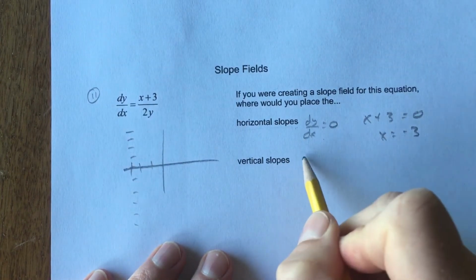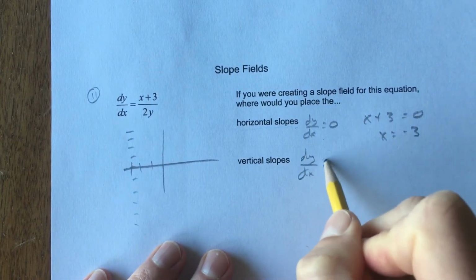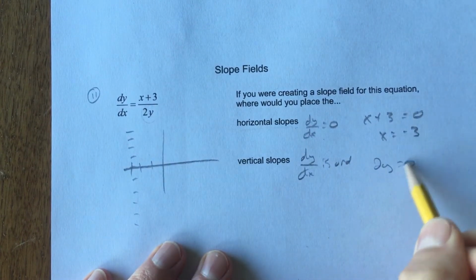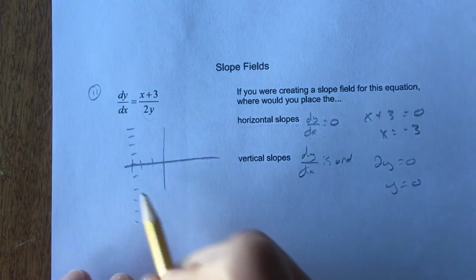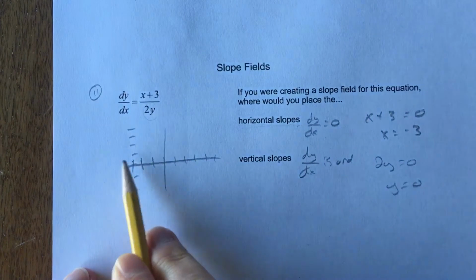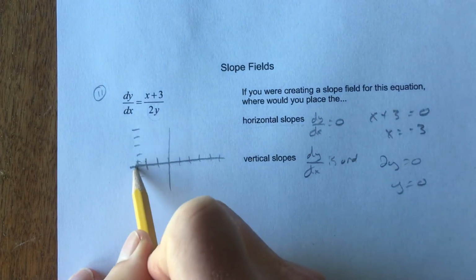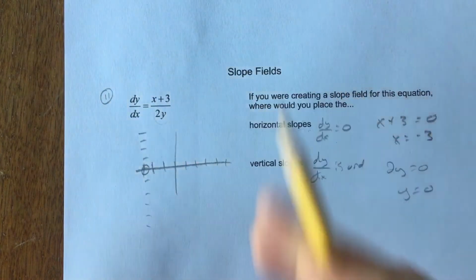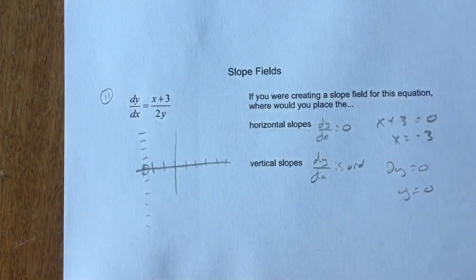For our vertical slope, it's when dy/dx is undefined. And that would be when the bottom is 0, right? When 2y equals 0. So that's at y equals 0. So all along the x-axis, actually, you would have vertical marks there. And then at this spot right here where they intersect, you would have nothing because it would be 0 over 0, which won't generate a slope for us at all.